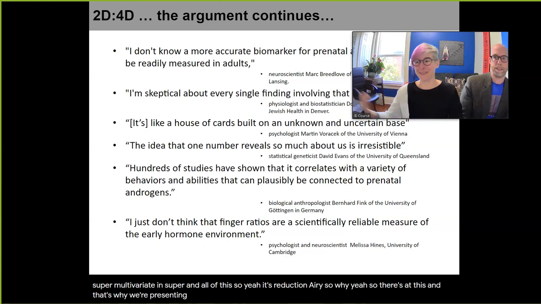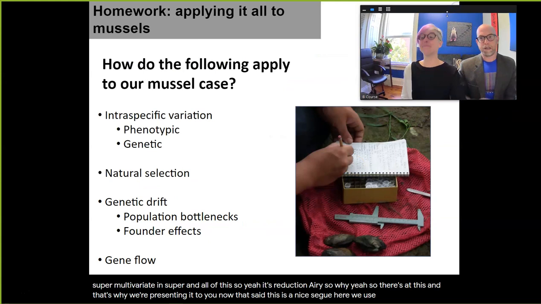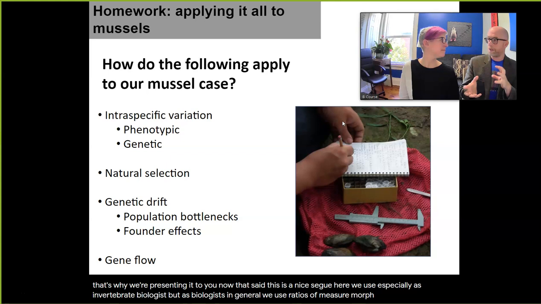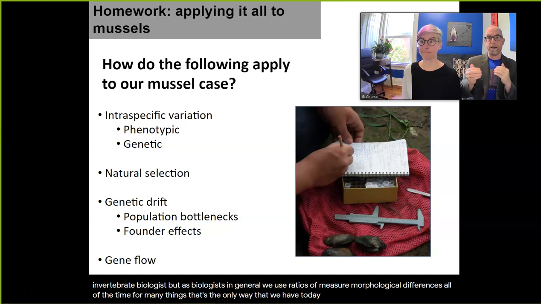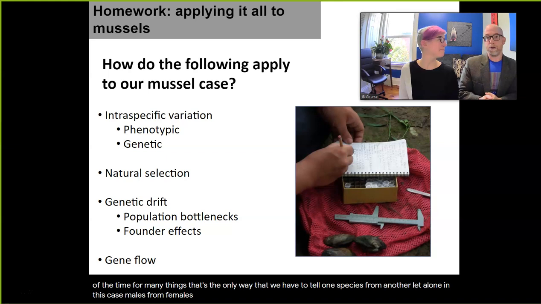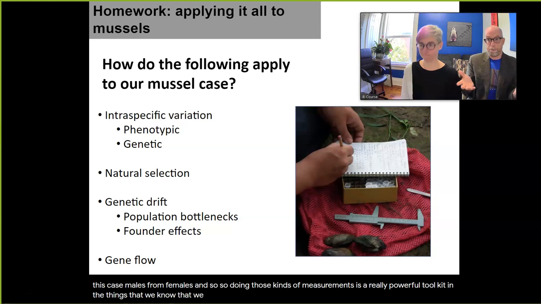Now, that said, this is a nice segue here. We use, especially as invertebrate biologists, but as biologists in general, ratios of morphological differences all of the time. For many things, that's the only way that we have to tell one species from another, let alone, in this case, males from females. And so doing those kinds of measurements is a really powerful toolkit in the things that we share the planet with, that we often know the least about.